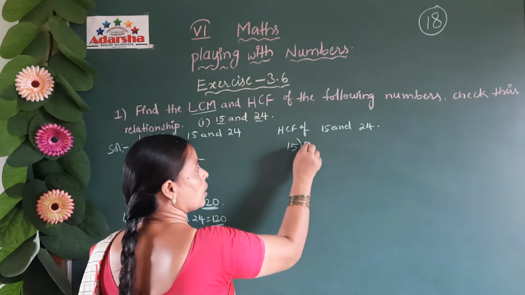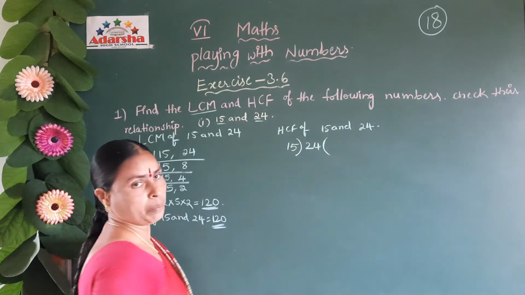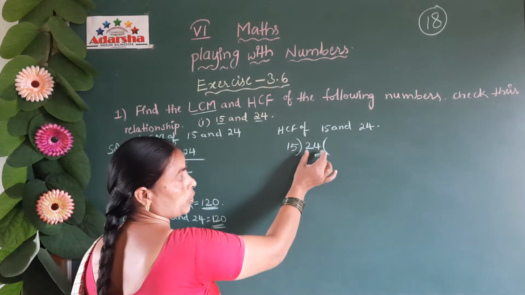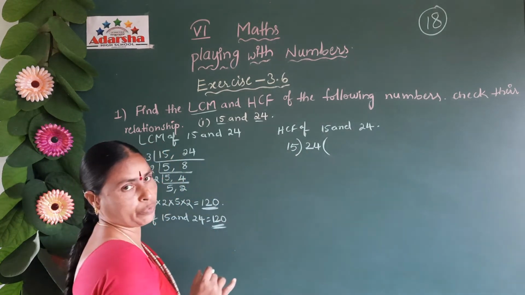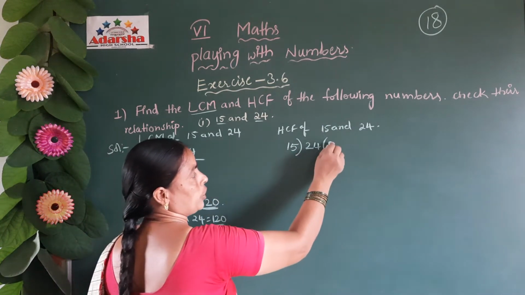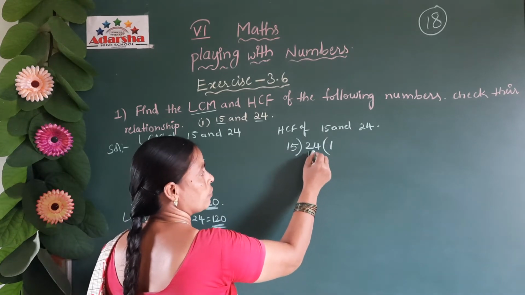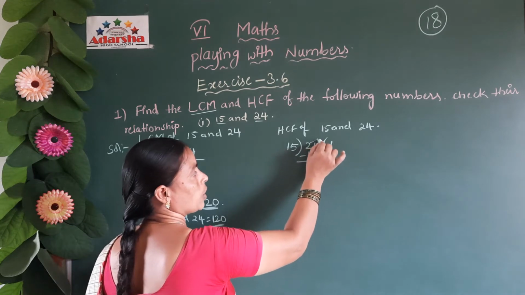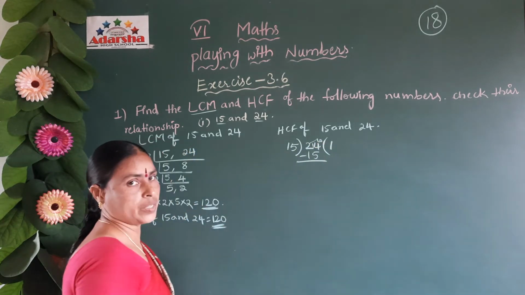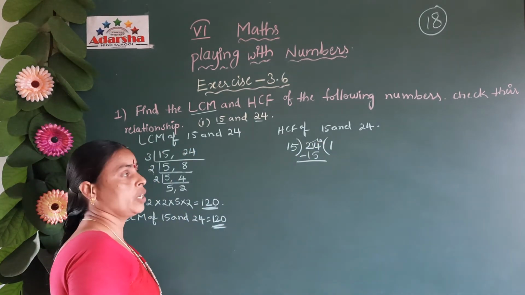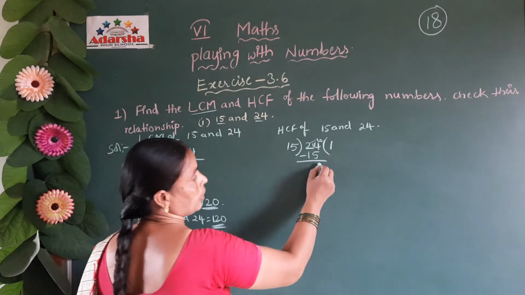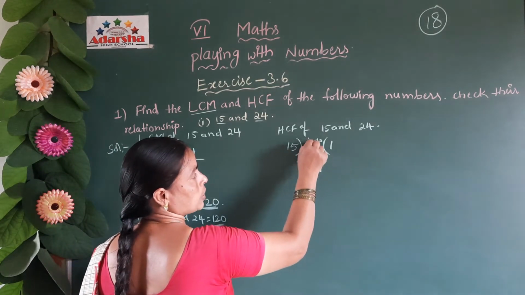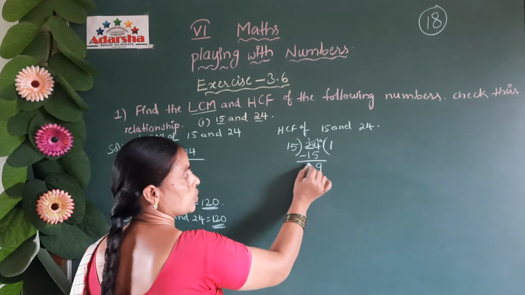With the small number you have to divide the big number. The big number is 24, and we divide it by 15. In 24, 15 goes one time. 15 ones are 15. Now do the subtraction. 4 minus 5 is not possible, so borrow: 10 plus 4 is 14. 14 minus 5 is 9. Then 1 minus 1 is 0.